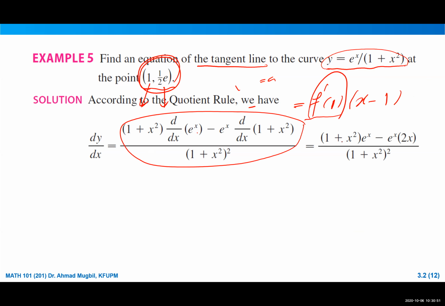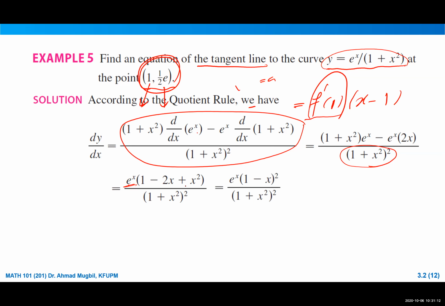Look, this is the denominator squared. The denominator multiplied by the derivative of the numerator minus the numerator multiplied by the derivative of the denominator. Now take e to the power x as a common factor, or you can simplify. It is a common factor. Take it as a common factor. Here it is. Now, can you simplify this or factor it? Yes. It is 1 minus x all squared. Can you cancel something with something? No, you cannot cancel anything here.